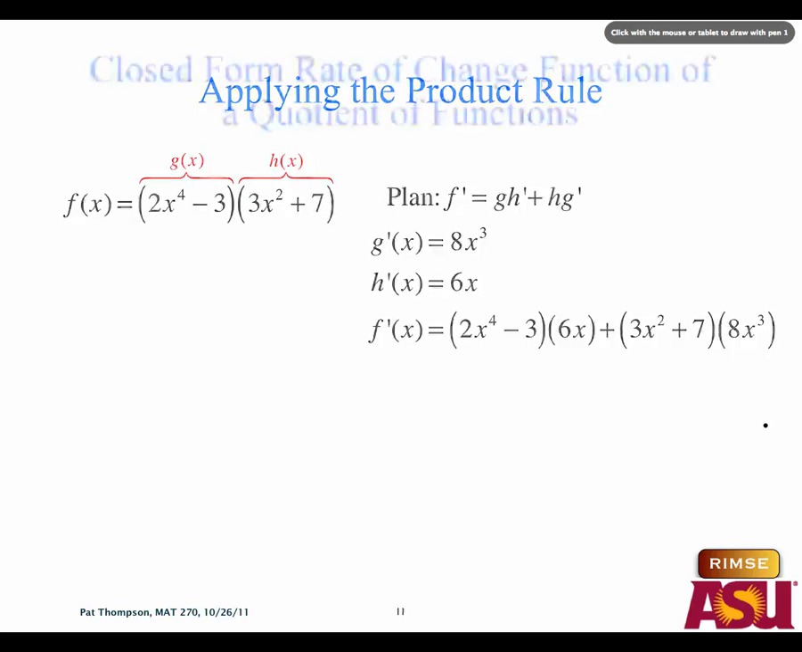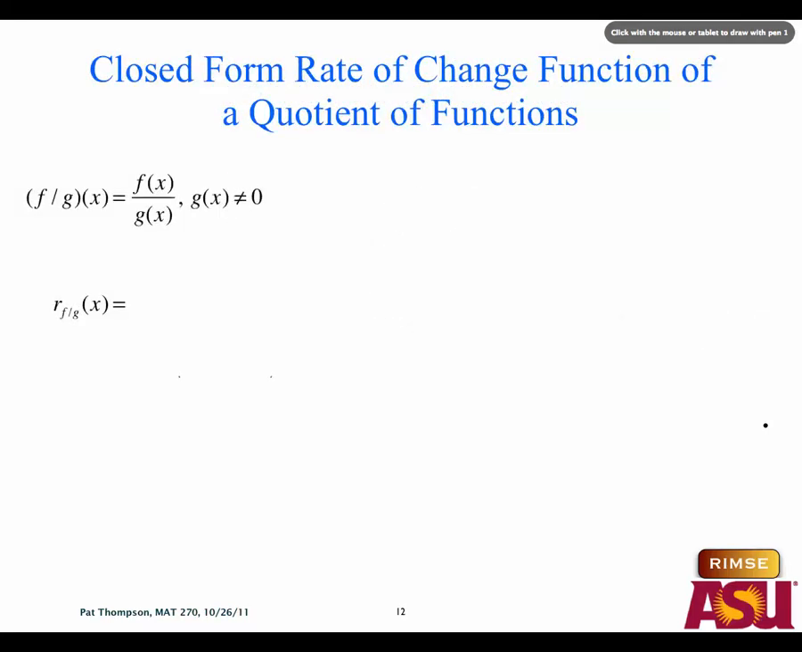Okay, what about quotient? Okay. So let's first practice. Let's do it again. So practice writing out what would the rate of change of the quotient f divided by g of x be. What would that rate of change function be that we trust, that we know for sure it is? Write it down. Everyone do it.